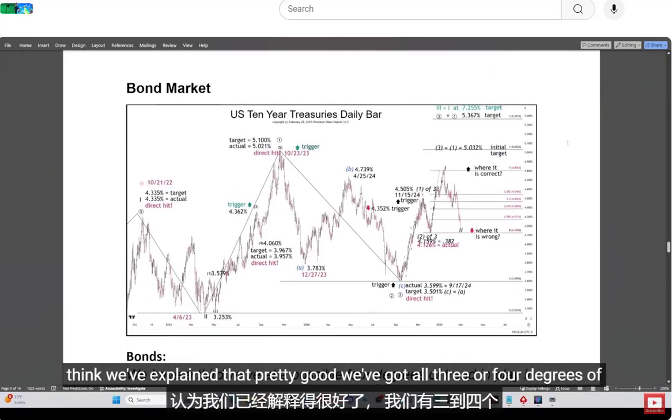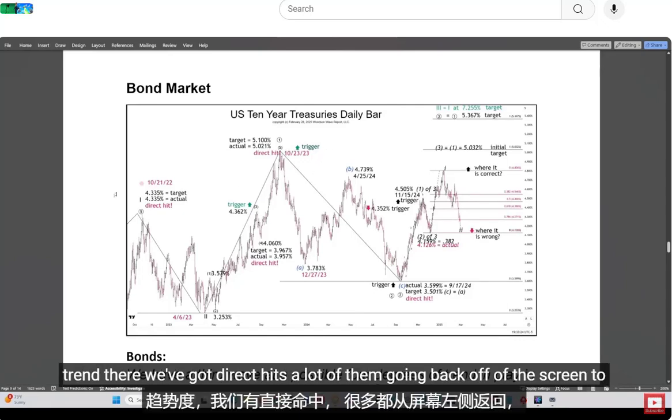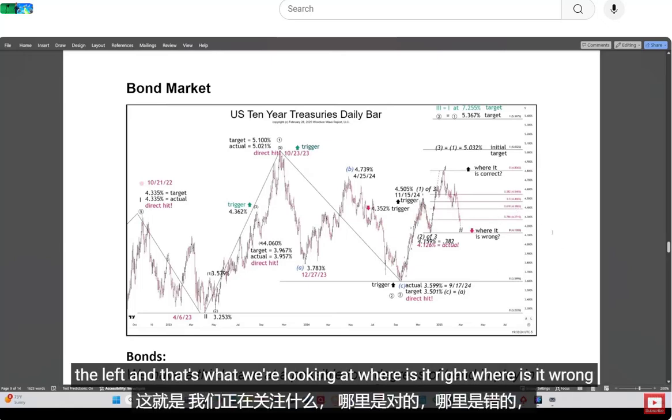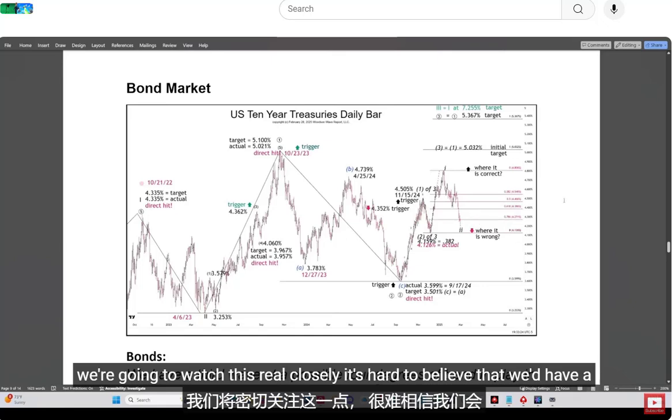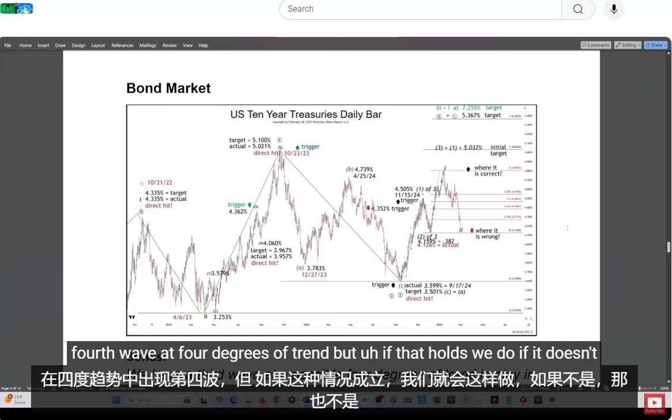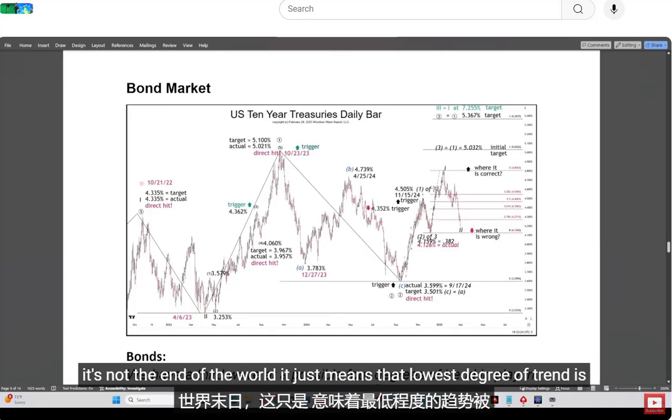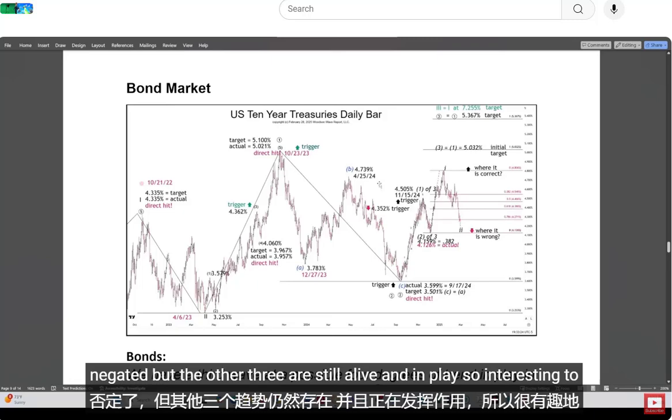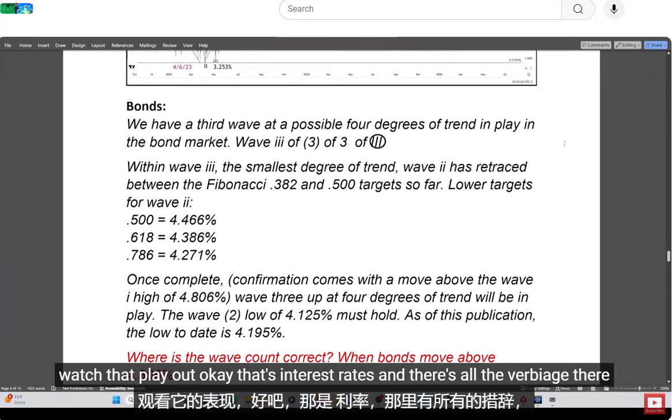I think we've explained that pretty good. We've got all 3 or 4 degrees of trend there. We've got direct hits, a lot of them going back off of the screen to the left. And that's what we're looking at. Where is it right? Where is it wrong? We're going to watch this real closely. It's hard to believe that we'd have a 4th wave at 4 degrees of trend, but if that holds, we do. If it doesn't, it's not the end of the world. It just means that lowest degree of trend is negated, but the other 3 are still alive and in play. So interesting to watch that play out.